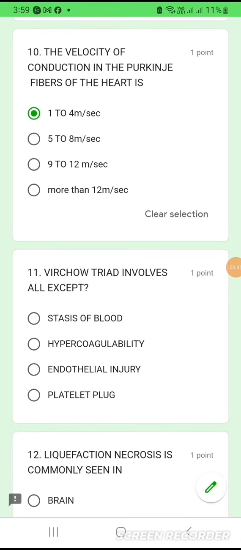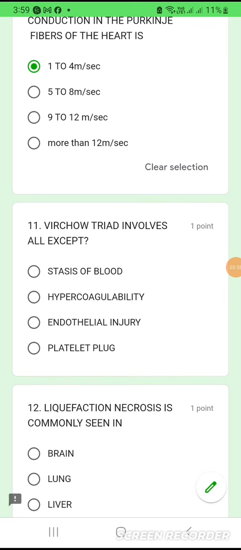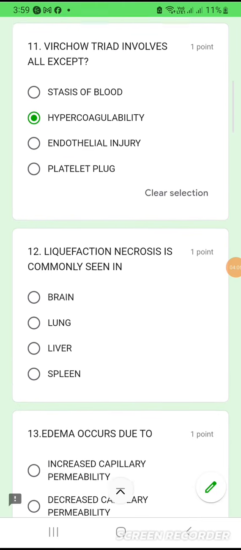So Virchow triad consists of stasis of the blood, second one hypercoagulability, endothelial injury or platelet plug. It doesn't contain platelet plug. So all the other options are correct. Stasis of the blood, endothelial injury and hypercoagulability are present in Virchow triad. So the answer is platelet plug.